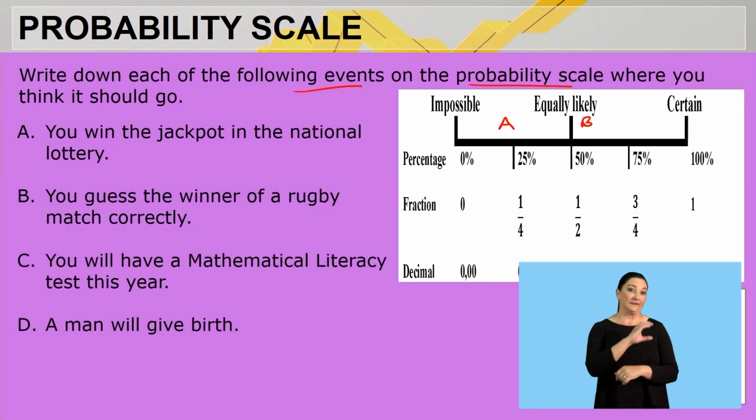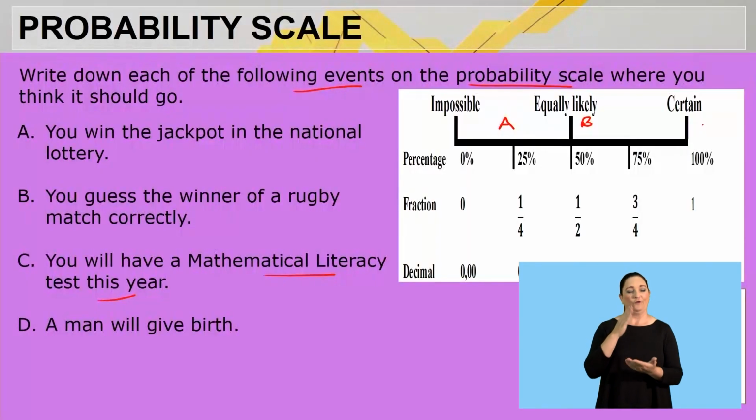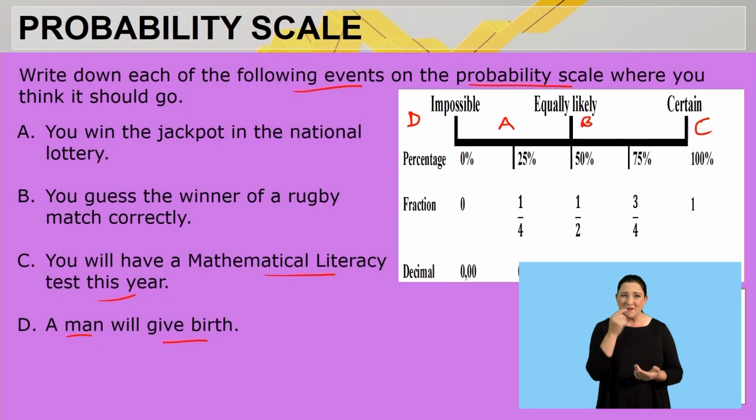Now moving on to question number C. You will have a mathematical literacy test this year. I'm sure all of you would like to run away from it, but unfortunately, or fortunately for that matter, that is definitely certain. You guys will write tests in term 1, term 2, term 3, term 4, so that is definitely certain, 100%. And then lastly, a man will give birth. Yes, definitely, I agree with you. That is impossible. We know men are not made to give birth. Guys, I hope this is all clear to you. Again, it's quite straightforward, but if you do the basics right, you will be able to apply it.